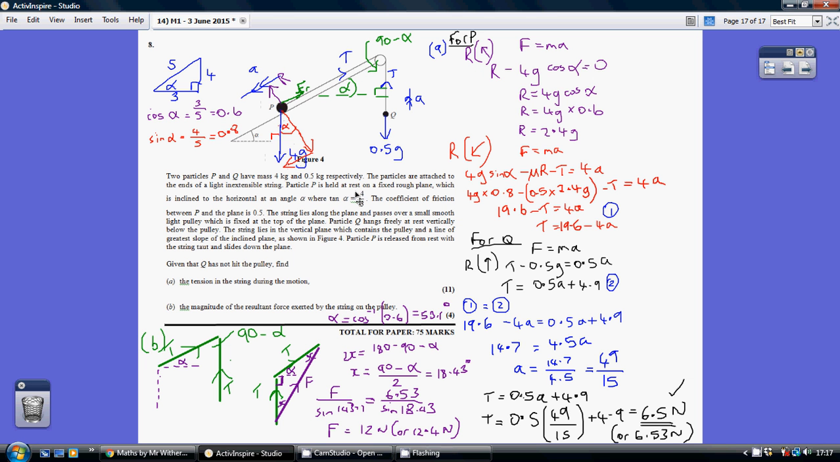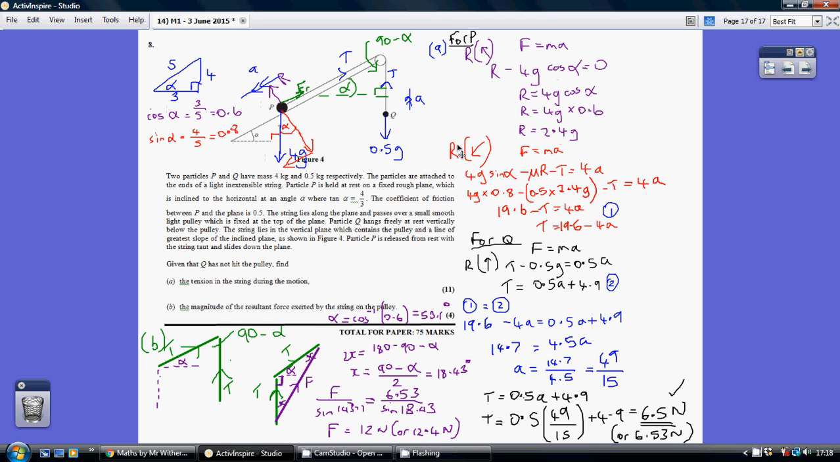I've been told that tan alpha equals 4/3, so that allows me to do the 3, 4, 5 triangle and have cos alpha being 3/5 and sin alpha being 4/5. So back to over here, so I've got R minus 4g cos alpha equals 0. Rearranging, I've got R equal 4g cos alpha is 0.6, so R equals 2.4g. My normal reaction is 2.4g, so I'm going to use that in a minute.